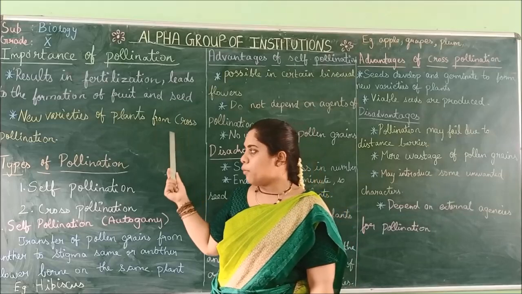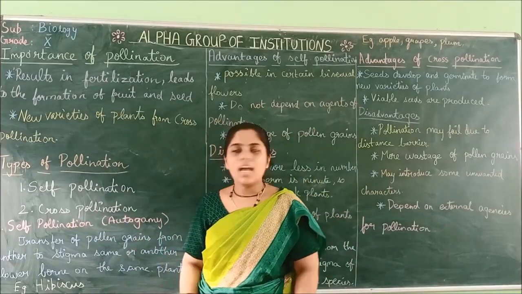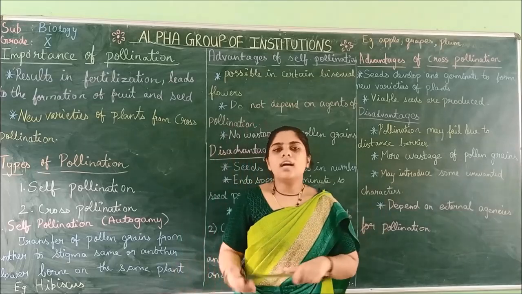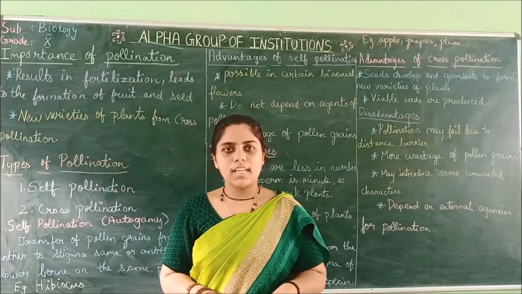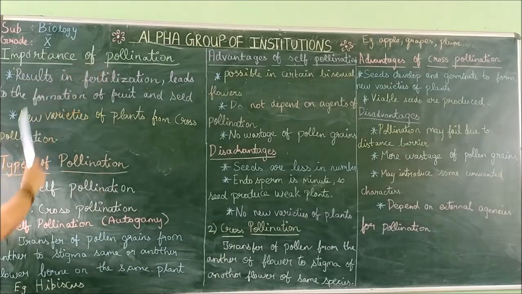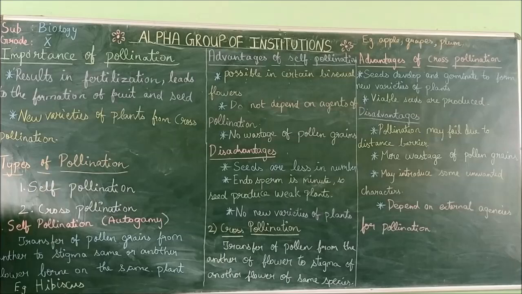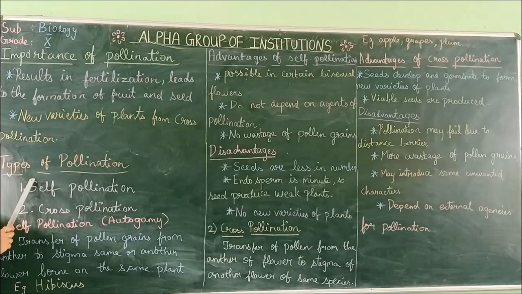Now we saw the importance of pollination, the two types of pollination, self-pollination and cross-pollination, and their advantages and disadvantages. Now I will give you a short recap from the first. First, we saw the importance of pollination. After fertilization, fruits and seeds are produced, and new varieties of plants will be produced from cross-pollination. Then we saw the types of pollination. First is self-pollination and next is cross-pollination.